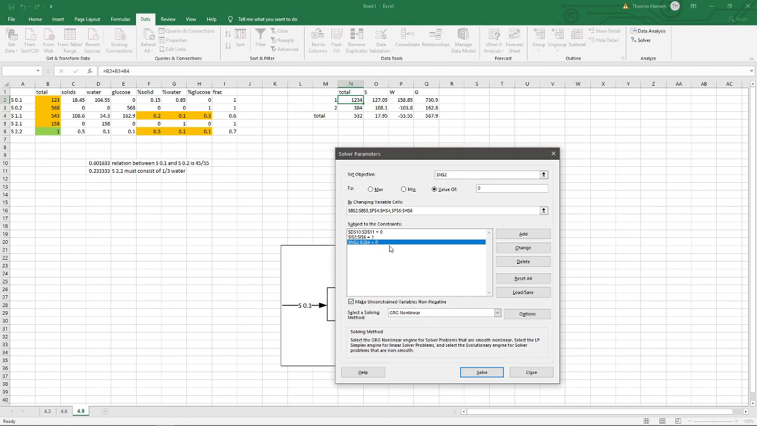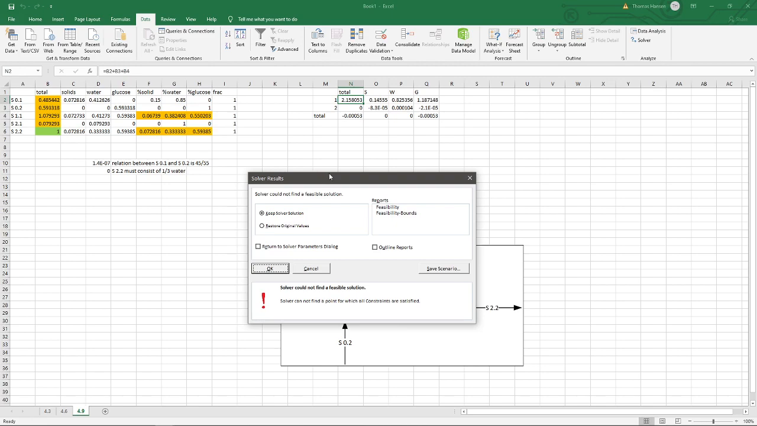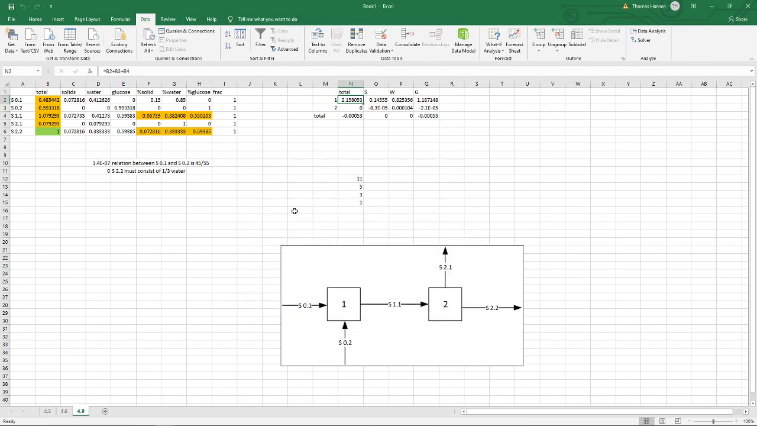0, 1, 0, 0. Fingers crossed. Boom. No, what has gone wrong? So now we will start to look at where it might have gone wrong. I suspect that Excel doesn't like if you actually have too many equations.